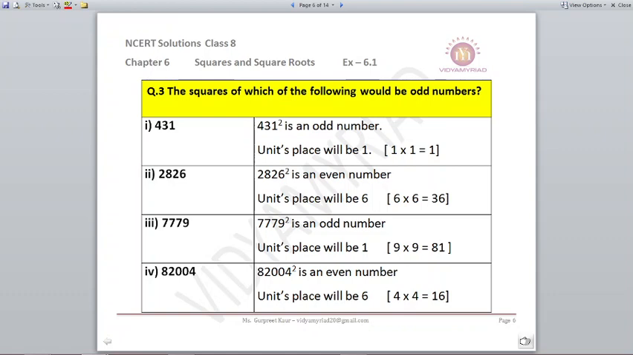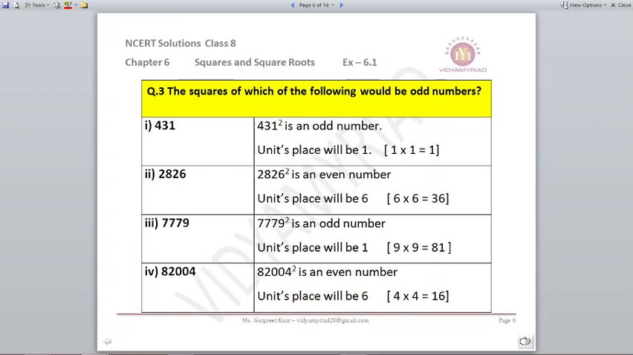Second, 2826. Just look at 6. What is 6? 6 into 6, 36. Ending with 6, and 6 is an even number. So when you multiply 2826 into 2826, you will get an even number since it is ending with 6.